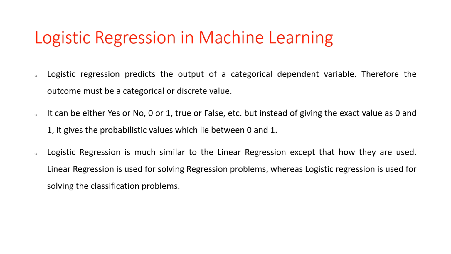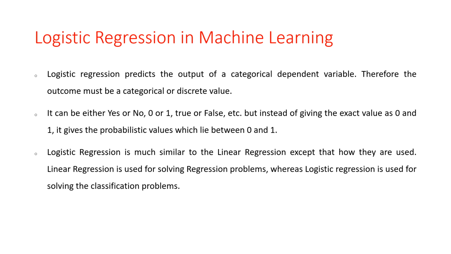Okay, so as I said in the classification part, there are two situations given, a yes or no condition, or a 0 and 1 condition, or a true and false condition. But in logistic regression we are predicting the output in the form of a categorical dependent variable, or in probabilistic values. So these probabilistic values lie between 0 and 1.